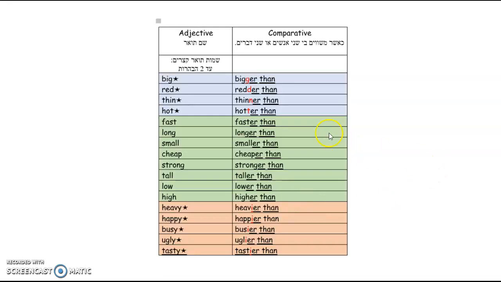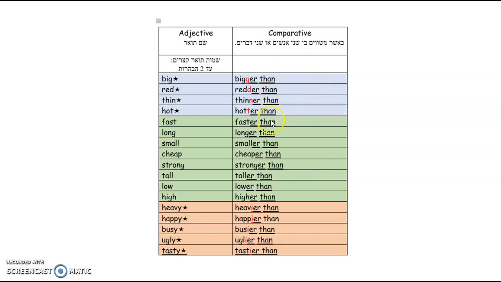So here's a list of a few adjectives that have one or two syllables, up to two. Take a look at the blue here. Big, red, thin, hot. These are the words that we double the letters at the end of the adjective. Of course, there are more examples. I didn't put all the examples here. Let's go to the bottom and see the stars here. Here are adjectives that end with Y, and before the Y, there's a regular letter. We take off the Y and put an I and then add ER. And in the green box, we can see all the regular adjectives that we added ER.